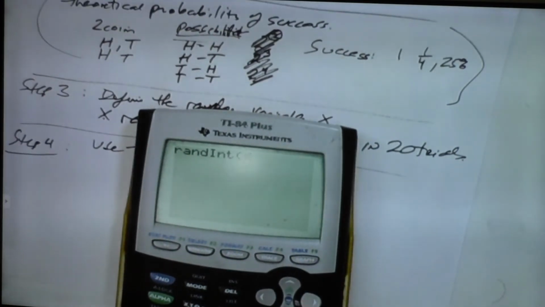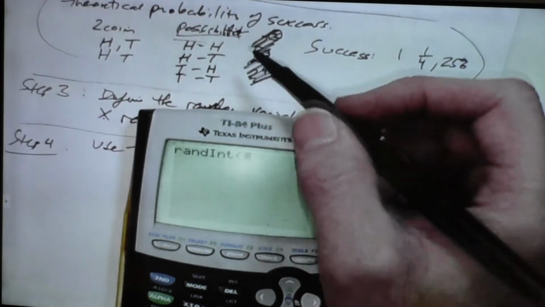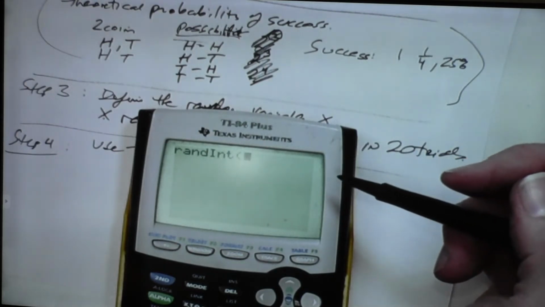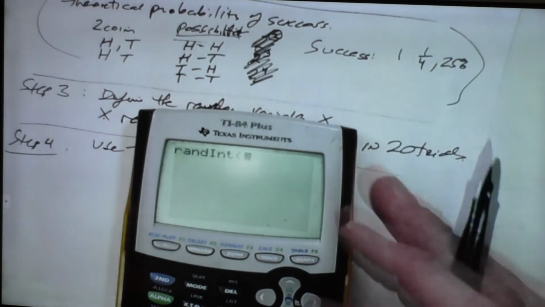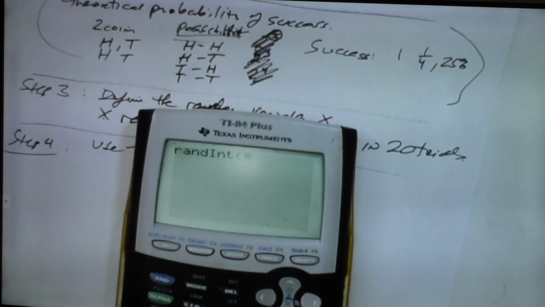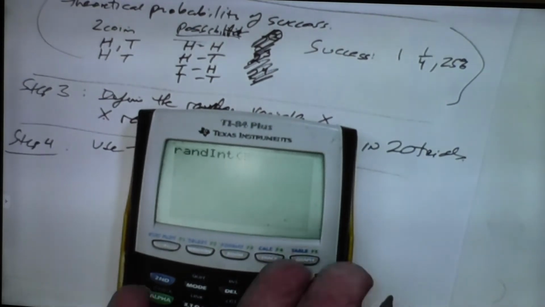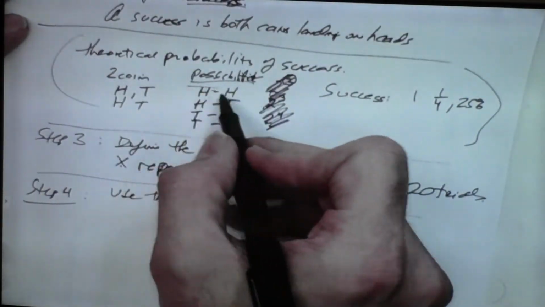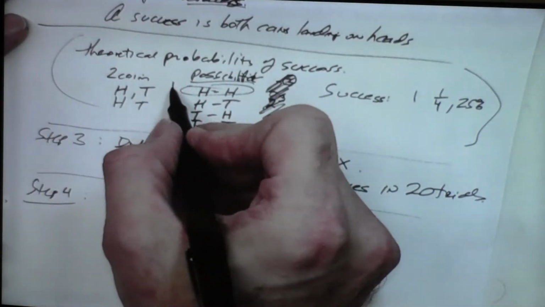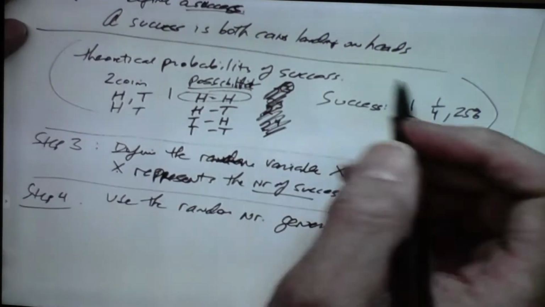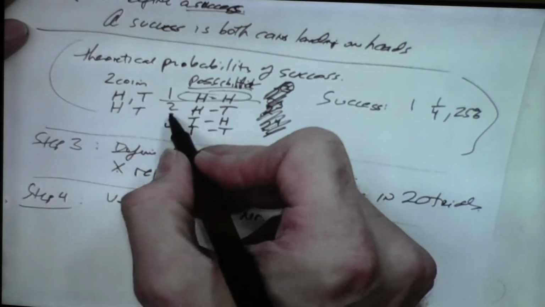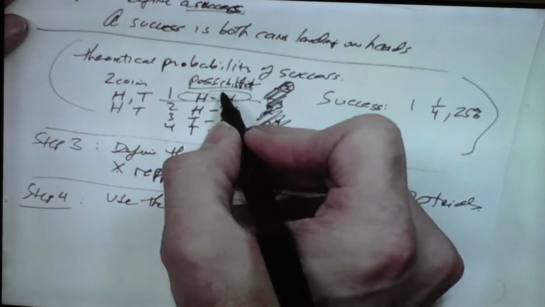So, wait a minute. How do I put heads and tails in here? You have to number each one. That's where we're thinking. What you now have to figure out is how are you going to set this up so it makes sense to the calculator. So let's do it like this. I want this one, let's call that a 1. Every time we get a 1, that's a success. This would be 2, 3, and 4. Well, all of these are failures. All of this is success.